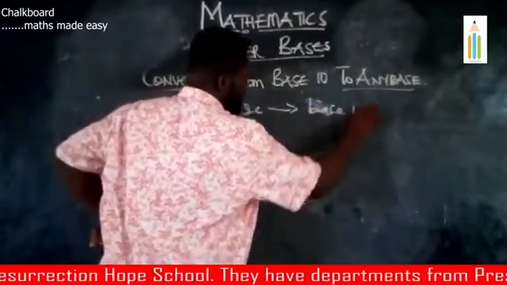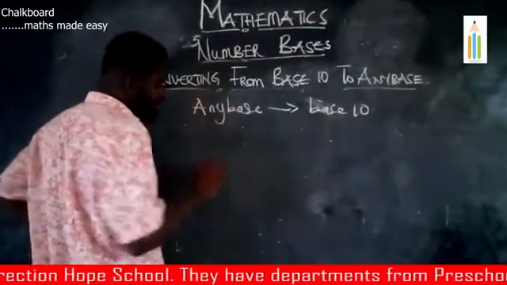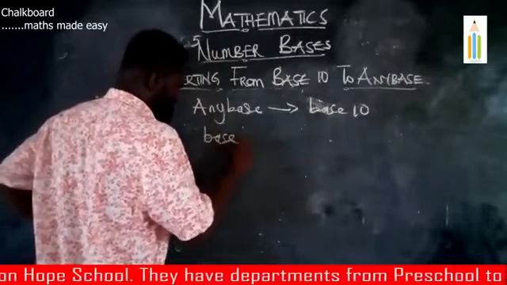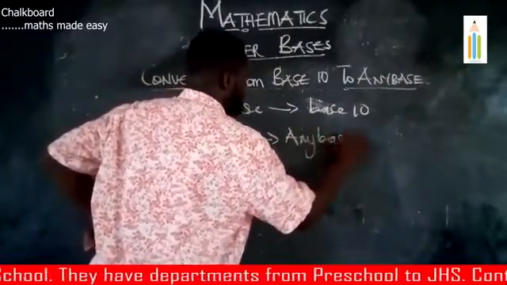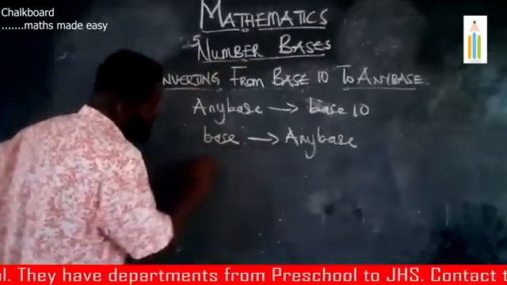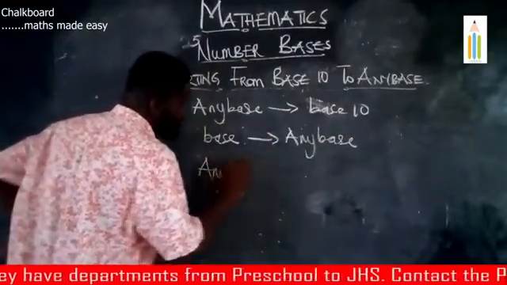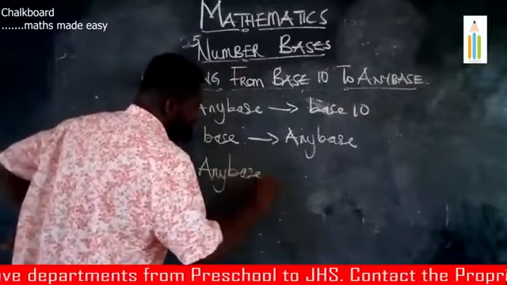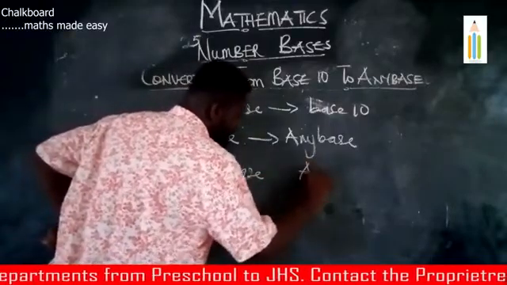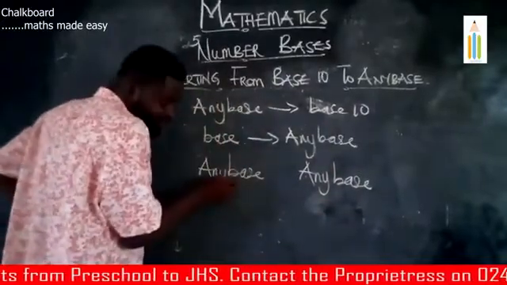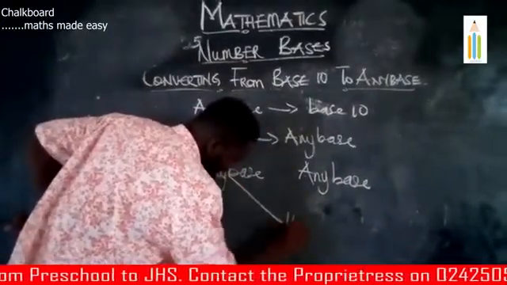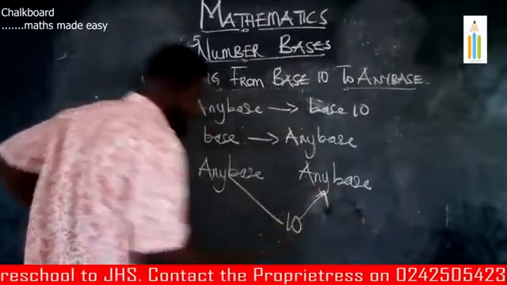To base 10 straight away. We also convert from base 10 to any base straight away. But we want to convert from any base to any base. We have to first convert from the first base to base 10. Then from base 10 we go to the other base.